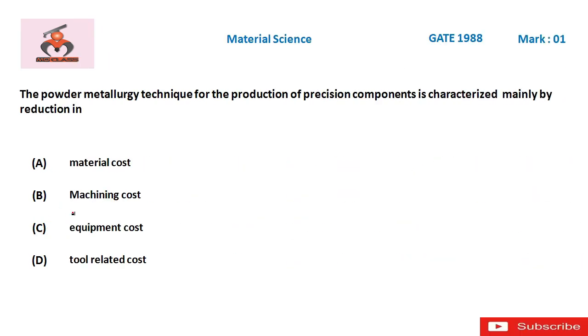The powder metallurgy technique for the production of precise components is characterized mainly by reduction in material cost, machining cost, equipment cost, tool related cost. In powder metallurgy we produce objects which are very precise, so there is no requirement of machining. We can reduce the machining cost because no machining is required on the product produced by powder metallurgy, because the required shape and size can be produced directly.